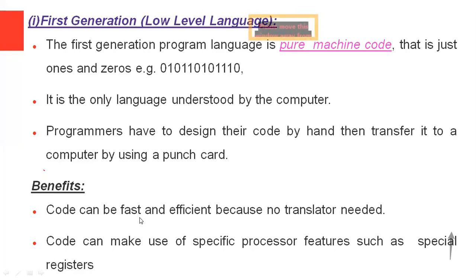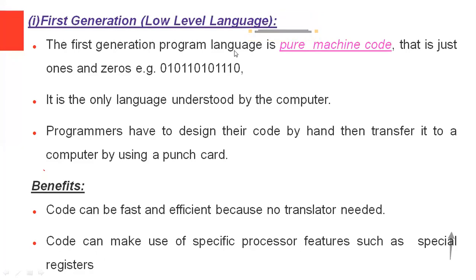So no need of using translators. So interpreters are not needed, compilers are not needed, because programmers are writing directly in machine code. Okay, so the second one: code can make use of specific processor features such as special registers. So that is the second advantage of first generation languages.